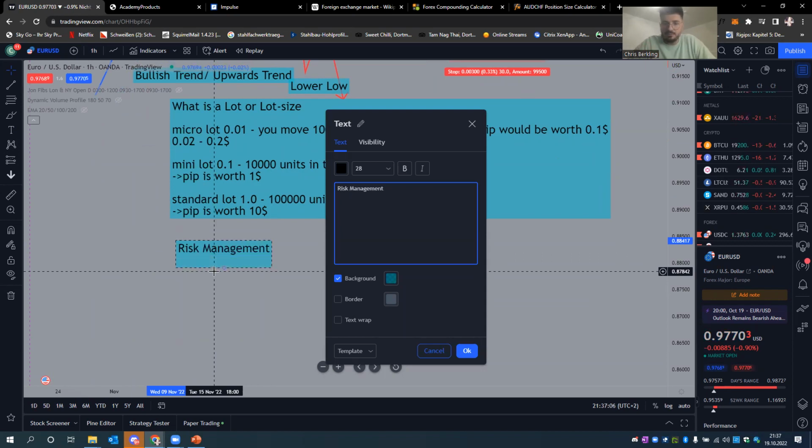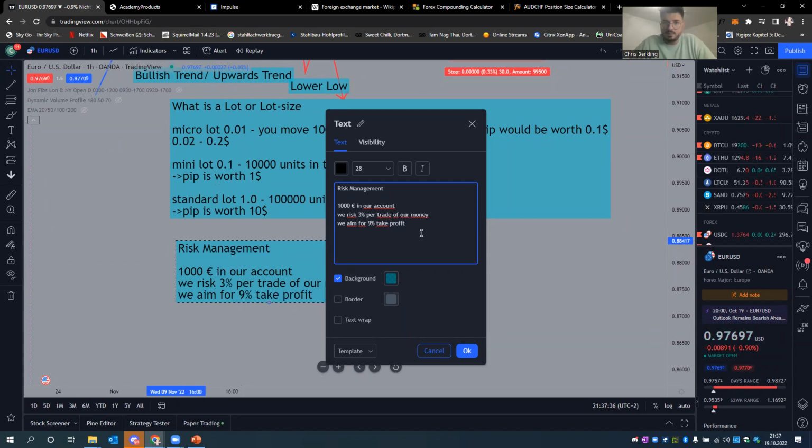And here's a quick example. So let's say we have 1,000 euros in our account. And let's say we risk, let's go with a little bit higher risk so everybody understands, 3% per trade of our money. We aim for 9% take profit. So this would be 30 euros, and this would be 90 euros.